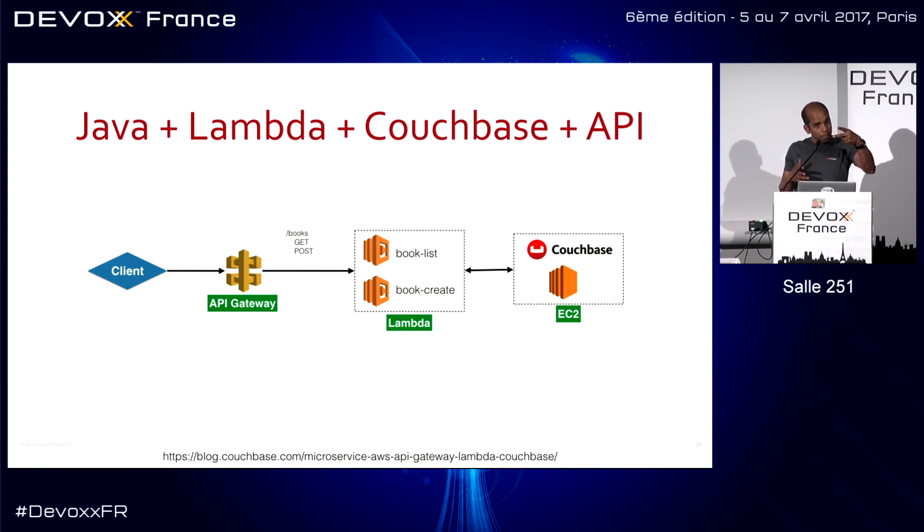The APIs in that gateway are configured to go and talk to the Lambda functions. So I have a book list and a book create, two separate Lambda functions sitting up there. And then they both talk to the Couchbase cluster that could be running in the backend in EC2, for example. Complete details about how to get this up and running are explained in the blog, and as I said, the slides also are available in my serverless GitHub repo.